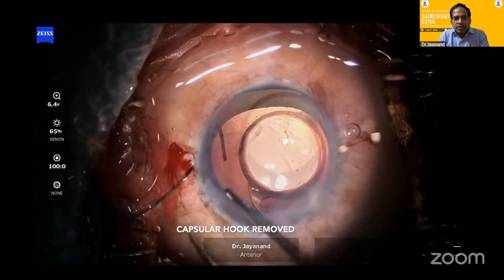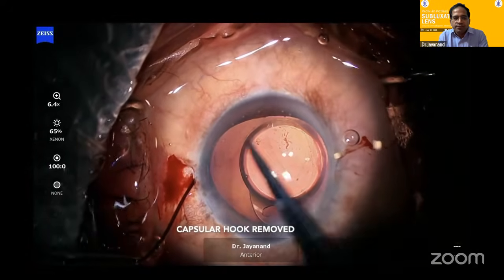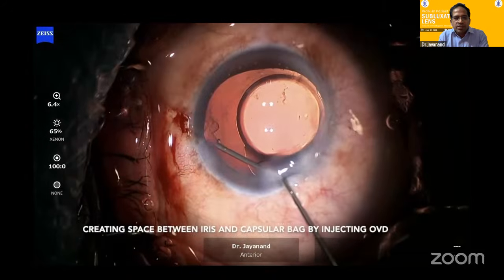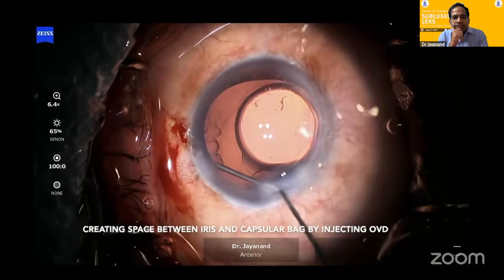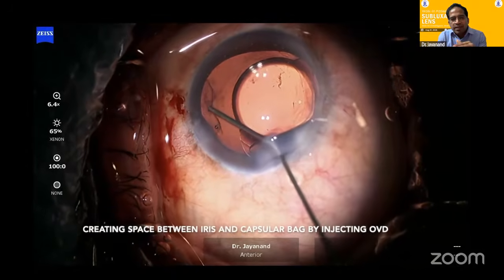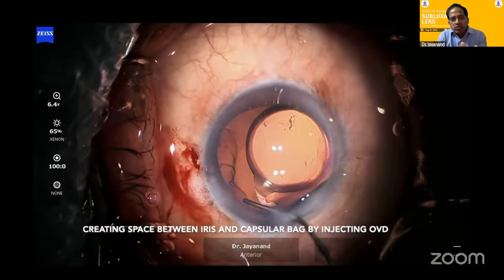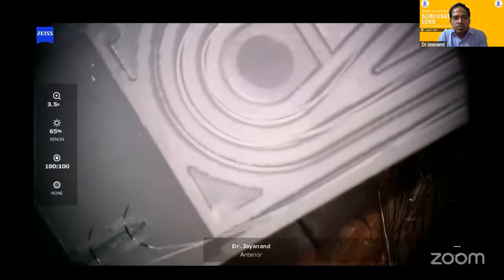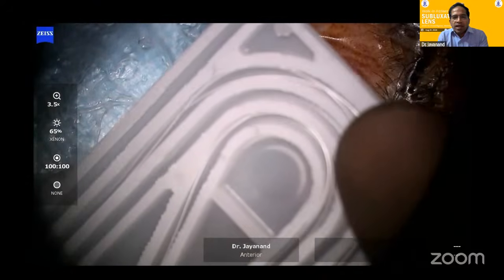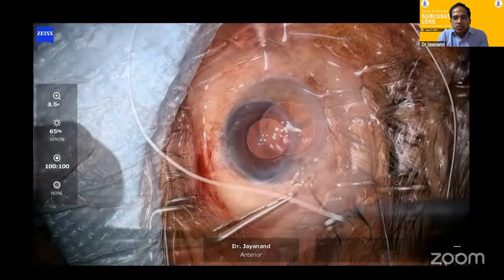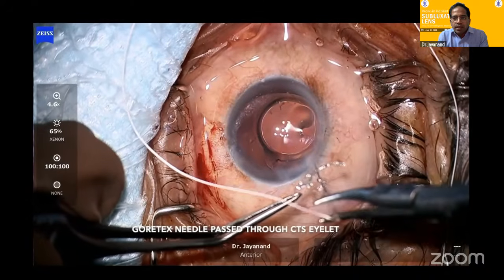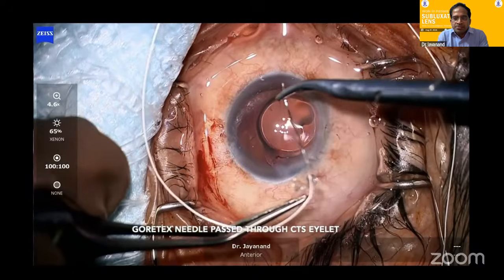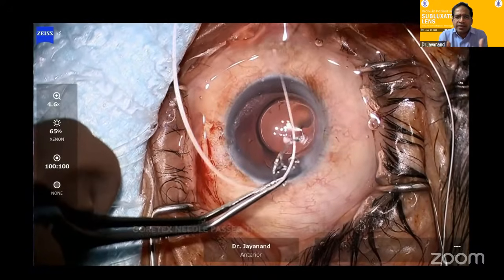So after removing the capsular hook, now it's time for the placement of the CTS. So what I'm doing, I'm creating the space between the iris and the capsule so that the needle or any instrument doesn't damage the capsule. And right now I am using this Gore-Tex suture, which is CV8 suture, and passing through the anterior eyelet fixation of the CTS. I have straightened the needle.